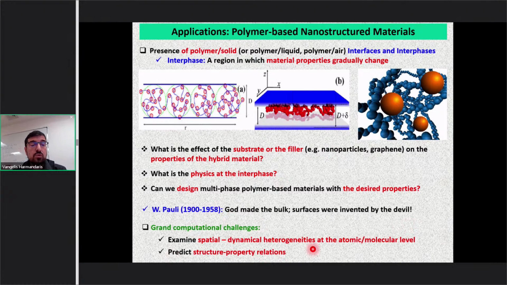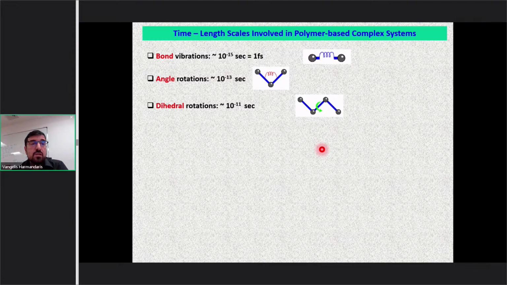And the grand computational challenge there is to examine these interfaces at the atomic level, if possible, and to predict structure-property relations that could lead in the long run to the engineering design of these materials. Now, especially for polymers, this is really a main challenge, and the reason for that is that polymers are associated with an extremely broad range of length and time scales characteristic for such materials. So I assume a simple molecular chain, then this molecular chain is a simple molecule, right?